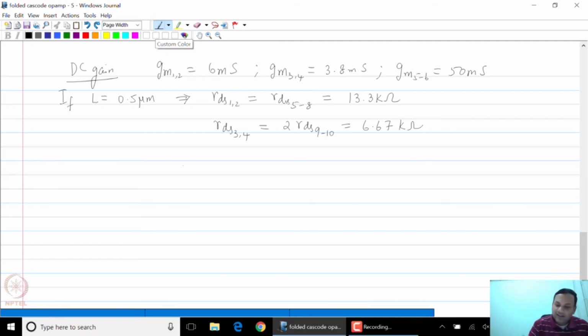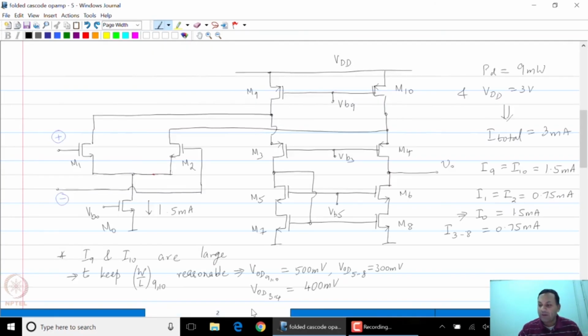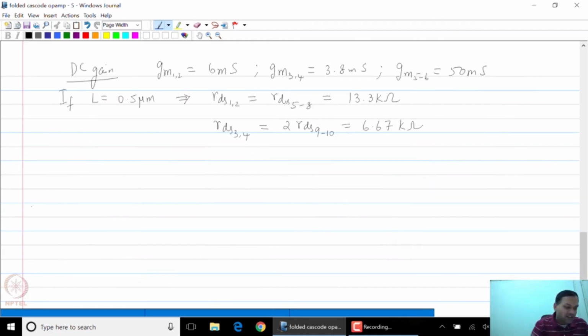So let us calculate the impedances looking up and down. The impedance looking up is R up, and the impedance looking down is R down. The overall output resistance is R up parallel R down. It turns out that for this particular circuit, R down is 8.8 mega ohms, and R up is 66.5 kilo ohms.